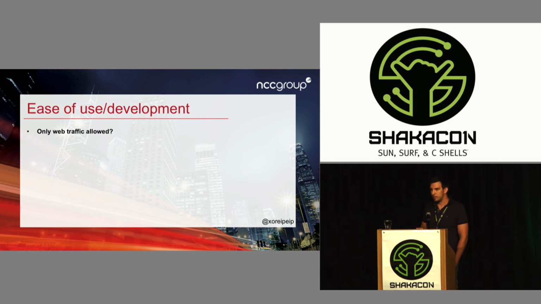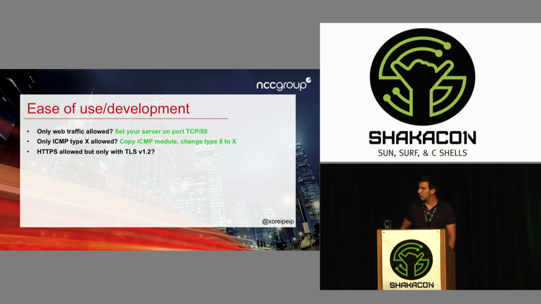Let me give you a few examples of how easy it is to develop for this framework, or how easy it is to use. For example, if you have a network where only web traffic is allowed on port 80, you just set up the tool on port 80 and you are good to go. If ICMP type 8 packets are filtered, then you just copy the ICMP module, and modify the type 8 to something else that you like.